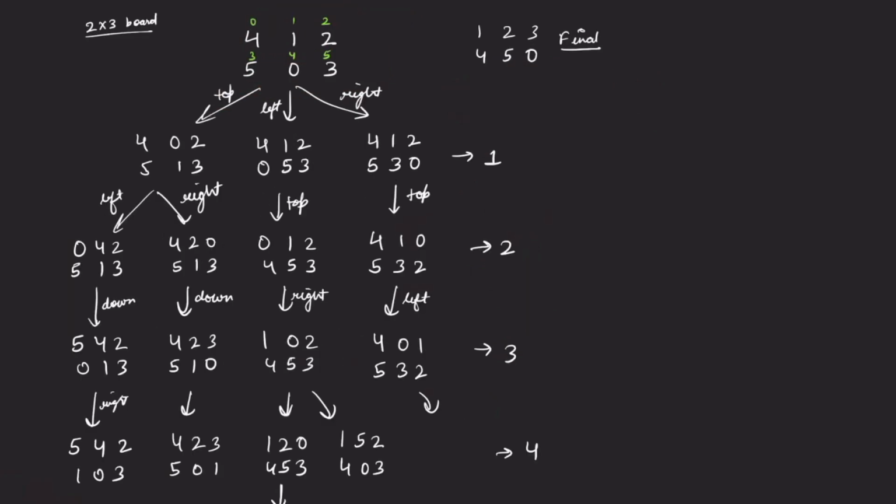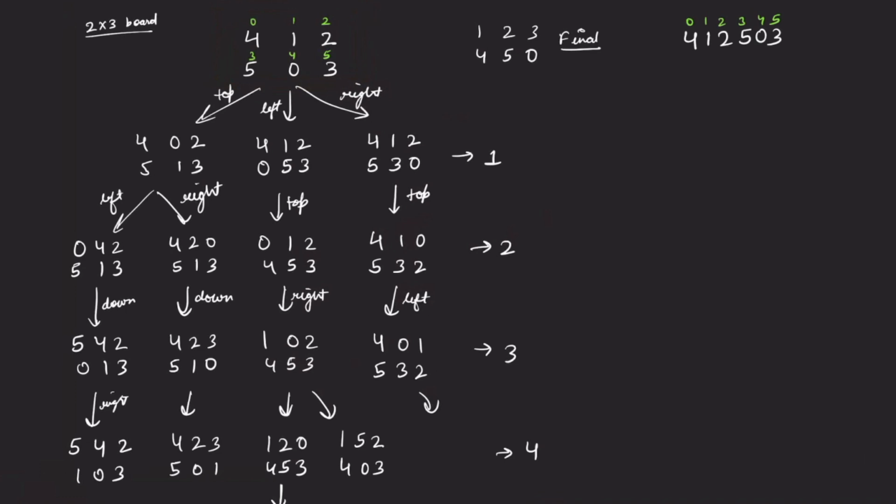So when we convert this board state to a string, it will become 412503, right? This will be our string. So this is the state of the board initially, right? And what will be the indexes here? It will be 0, 1, 2, 3, 4, 5, right?